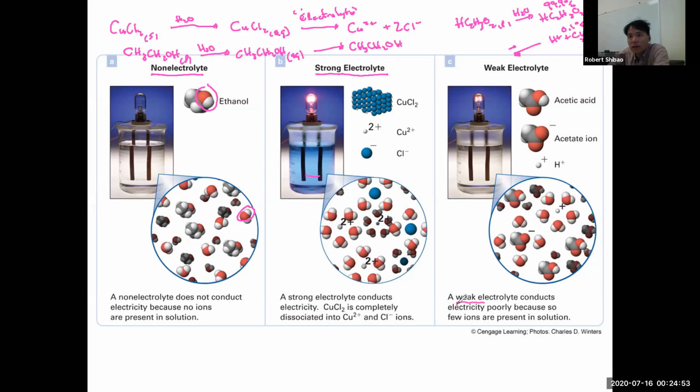So a weak electrolyte conducts electricity poorly because so few ions are present in solution. So few ions are present because most of the molecules don't break apart. And so it's a weak electrolyte.